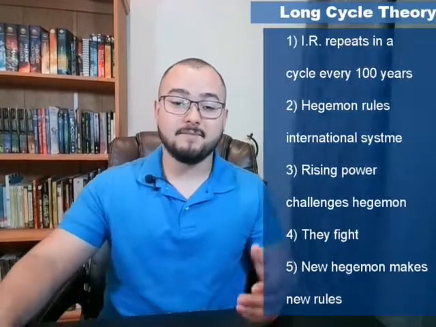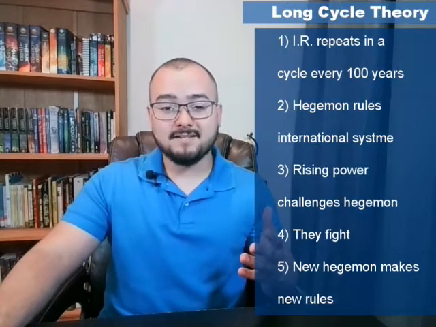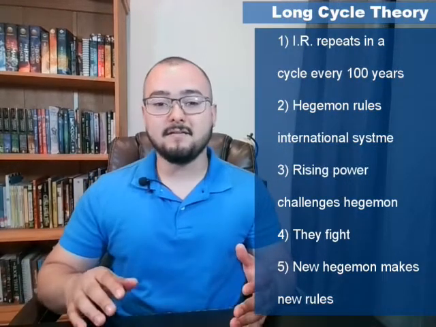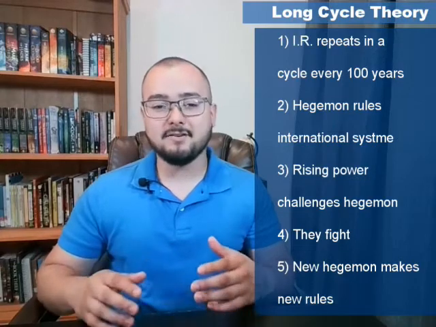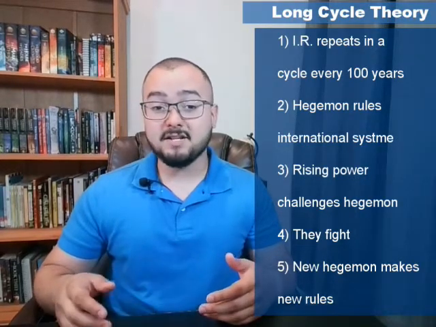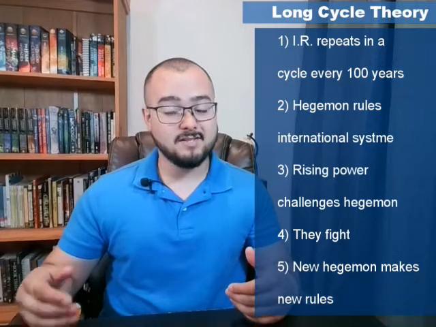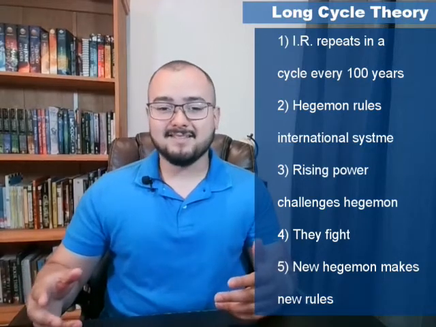Moving away from paradigms, there is one last theory that tends to affect a lot of international relations, and that is long cycle theory. Summarized, international relations tends to follow this huge cycle that repeats itself throughout history, and this cycle takes about 100 years to complete. The only thing that changes between each repetition of the cycle are the countries that are involved. The cycle tends to look like this.